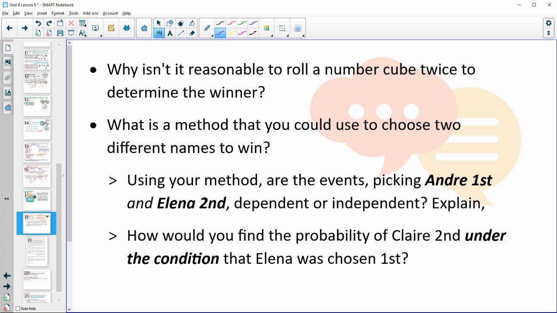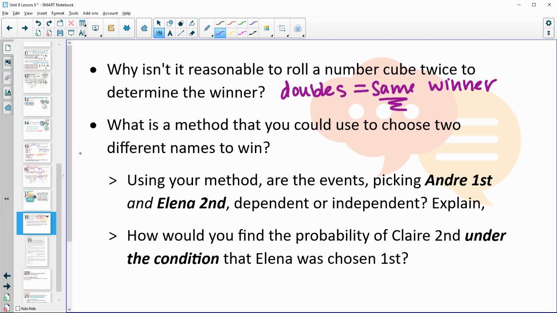So why isn't it reasonable to roll a number cube twice to determine the winner, since there's 6 winners and there's 6 sides to a number cube? And this would be because you could roll doubles. So the same person would get the movie ticket, and we wanted different winners. So doubles would equal the same winner, and we wanted different winners. So what's a method that you could use to choose the 2 different names? So say just put the names in a bag on slips of paper, and then you can draw them.